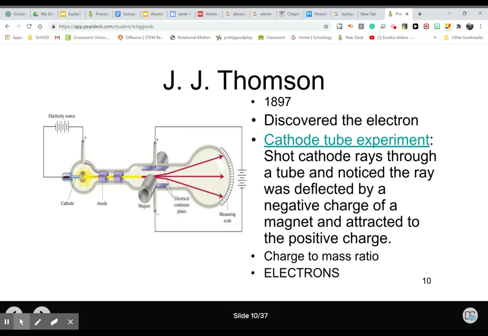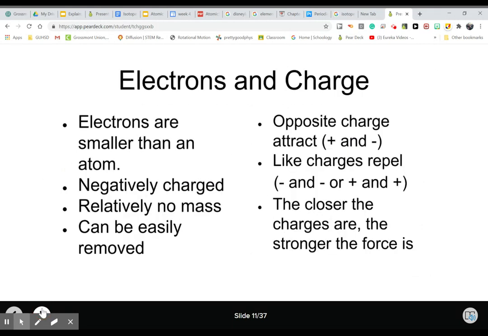Or you could look at it like a chocolate chip cookie. Your cookie is your positive goop and your chocolate chips are your negative electrons. So some things that are very important for you to know about electrons and charge. Electrons are smaller than an atom, they're negatively charged, and they relatively have no mass compared to protons and neutrons. So all of the mass from the atom actually comes from protons and neutrons.